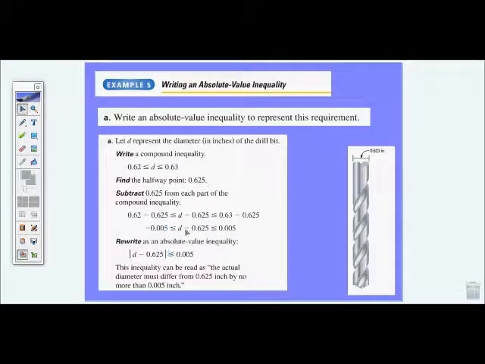Now we're going to simplify that, so we're really doing reverse of what we did when we were solving. And we are going to write the center here, the diameter, minus 0.625. That was the halfway point. That could be an absolute value because it could be the positive or it could be the negative of that. The difference could be either way.